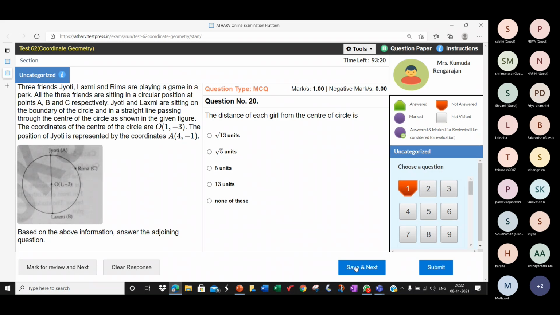The distance of each girl from the center of the circle is. What are we supposed to find here? Radius, ma'am. Just root 13 units, ma'am. Radius. The distance of each girl from the center of the circle is nothing but the radius. Just root 13 units, ma'am. Okay, I think this we can do just by using the distance formula. Root 13 units. Okay.